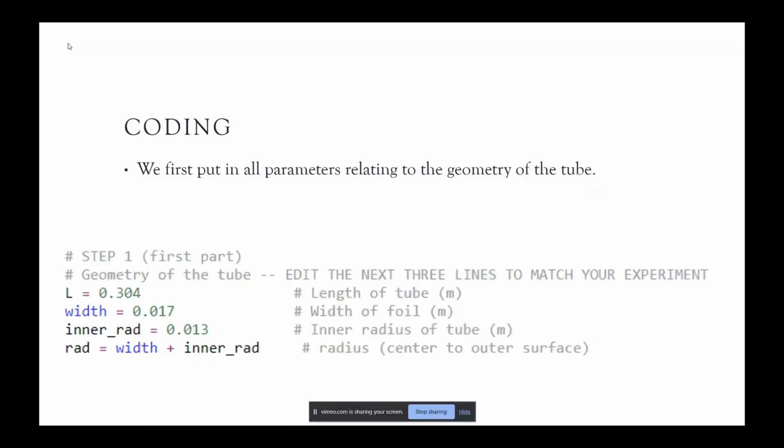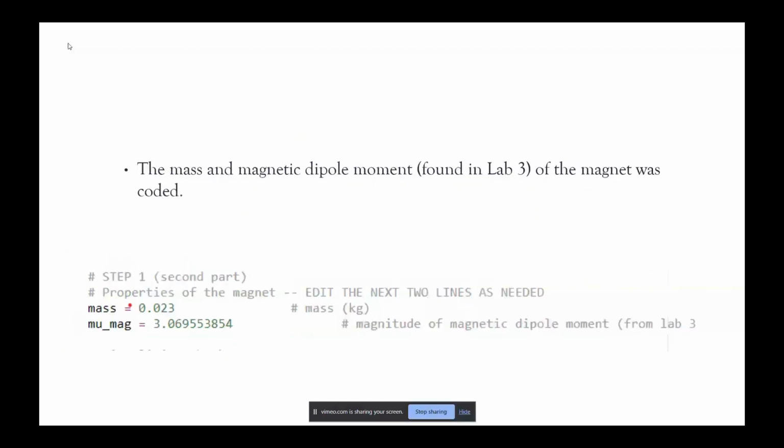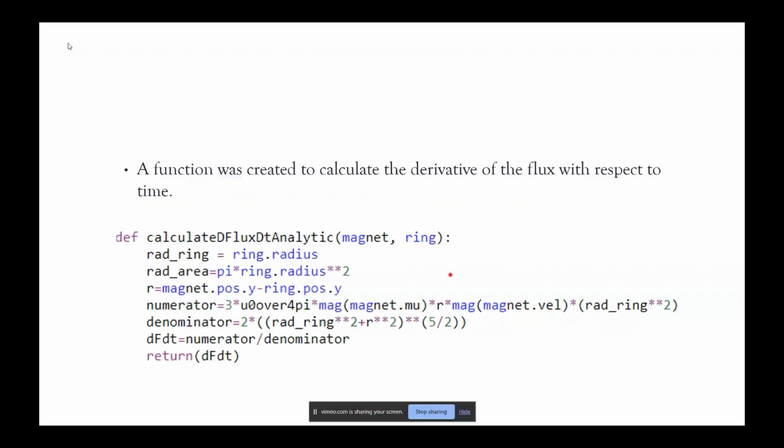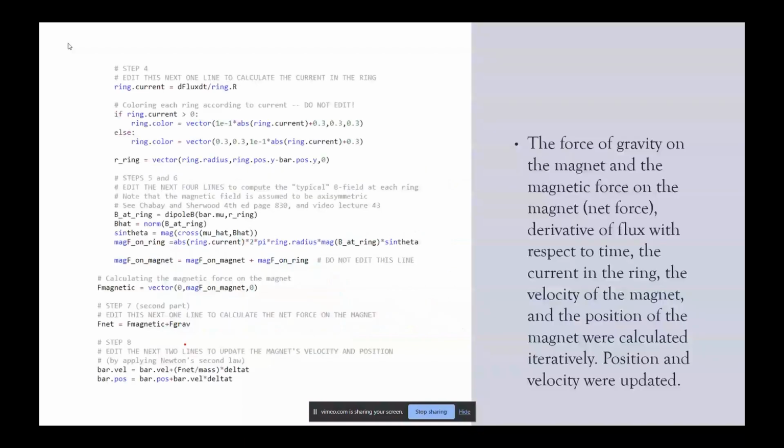In our code, we first put in all the parameters relating to the geometry of the tube. We then put the mass and the magnetic dipole moment found in Lab 3 into our code. Then we created a function to calculate the magnetic field at a point when given the magnetic dipole moment and a position vector. We then created a function to calculate the derivative of the flux with respect to time. The force of gravity on the magnet, the magnetic force on the magnet, the net force, the derivative of the flux with respect to time, the current in the ring, the velocity of the magnet, and the position of the magnet were calculated iteratively, and the position and velocity were updated.